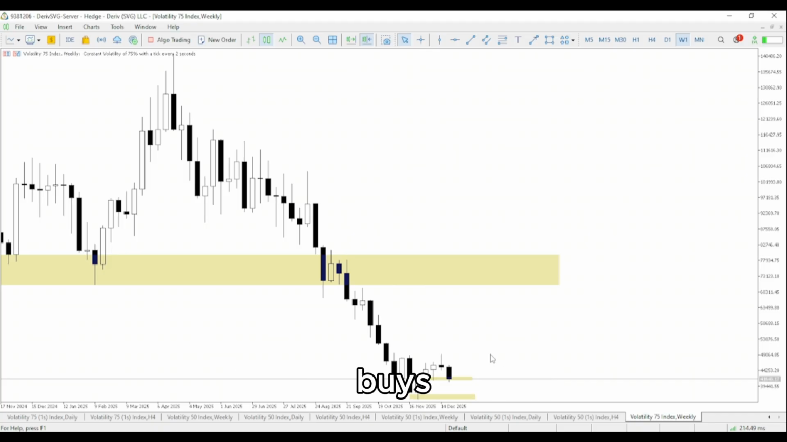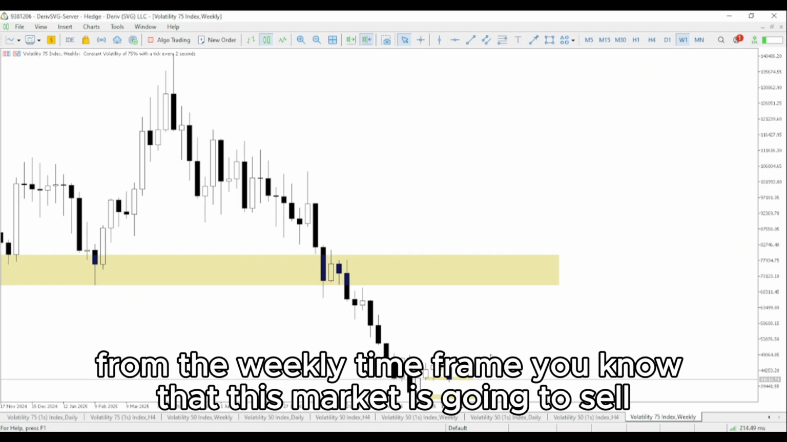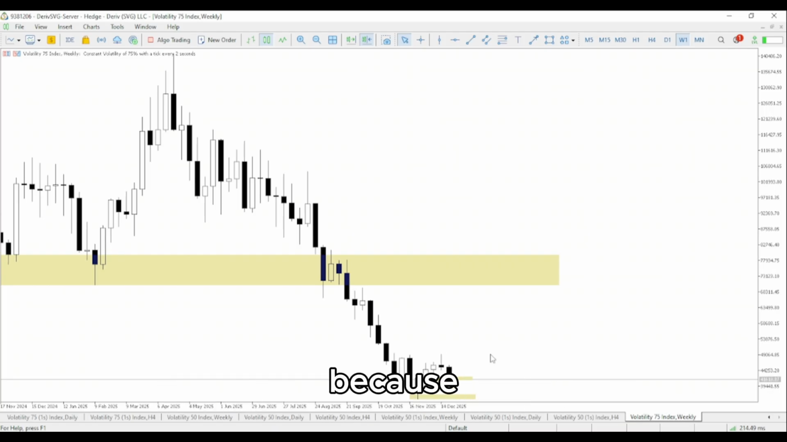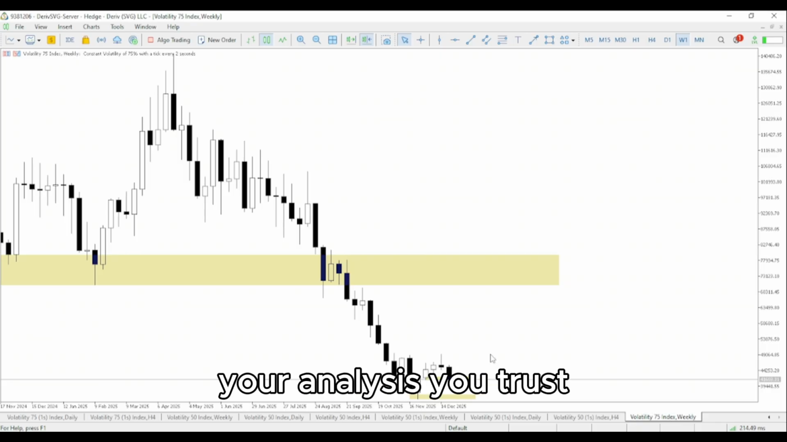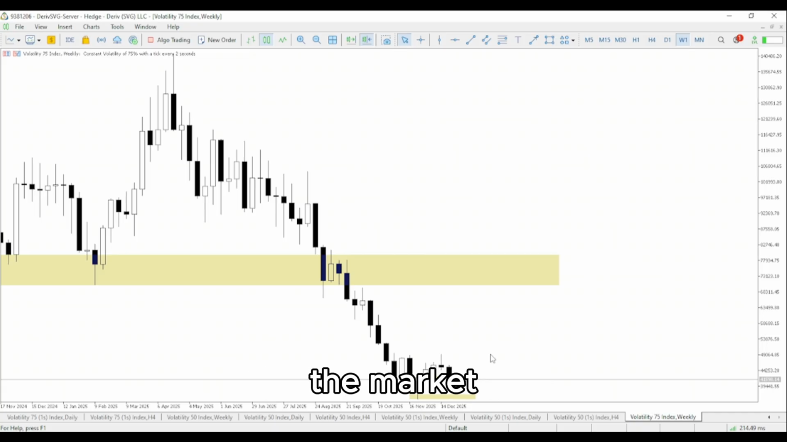You will predict the markets in the right direction, where people are going for sells, or let's say people are going for buys. You have to see from the weekly time frame that this market is going to sell, because your vision is from the bigger picture. You understand? And you trust your system, you trust your analysis, you trust how you analyze the market.